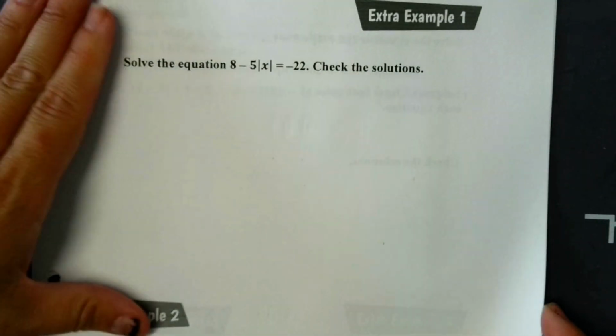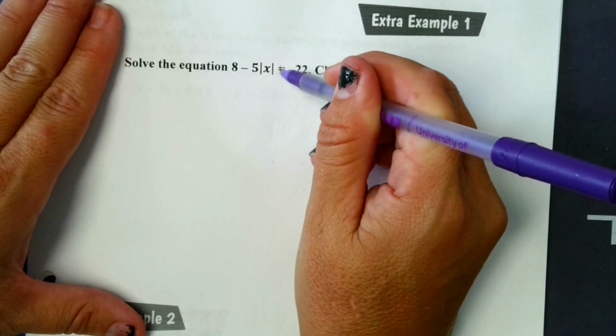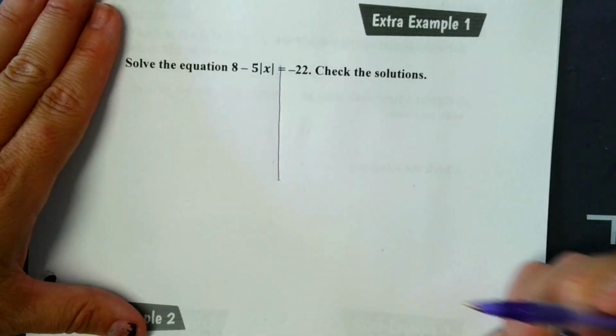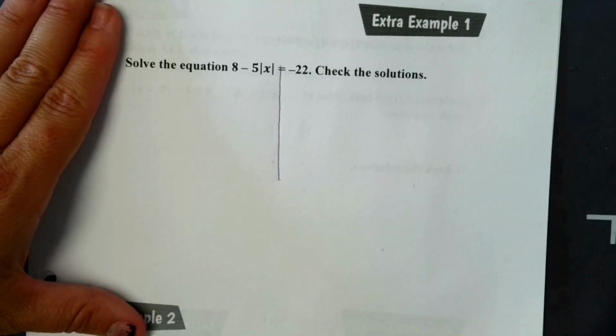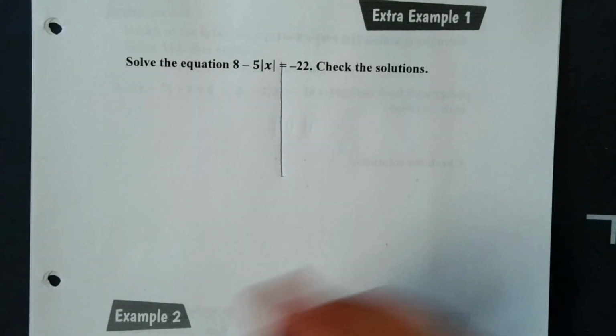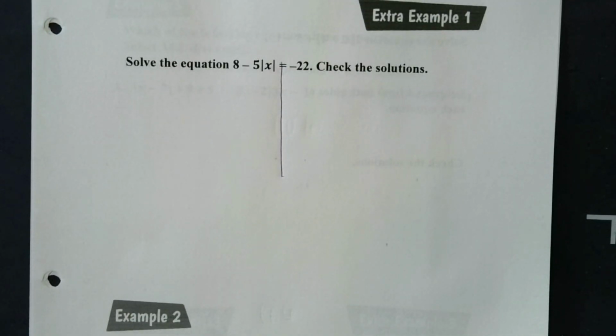I want you to try this. Solve it just like you normally would. What are you going to get rid of first? The 8. And the 8 is currently positive or negative? Positive. So what are you going to do to get rid of it? Subtract. Very good. Get rid of your 8 first, then divide by negative 5.